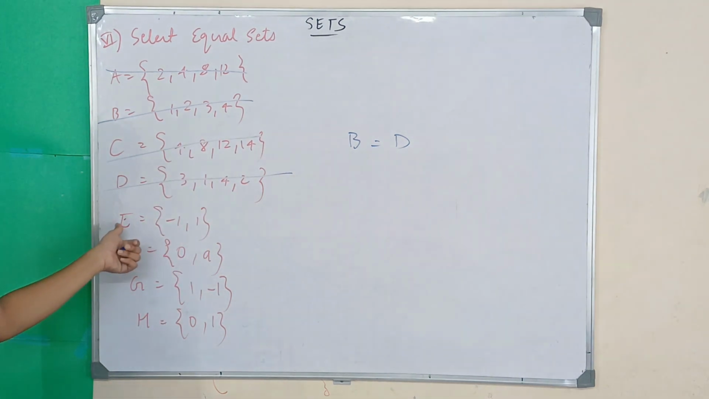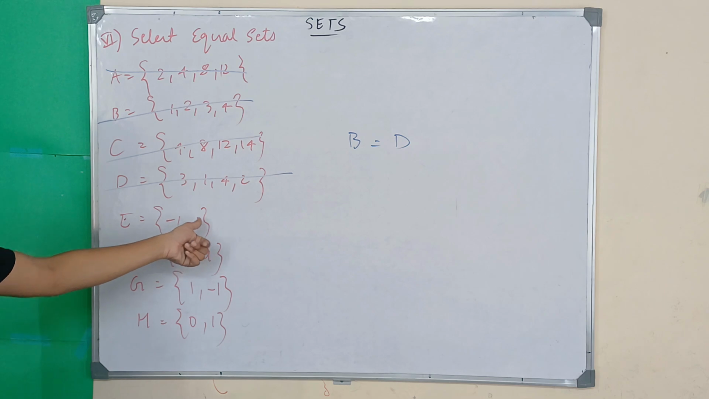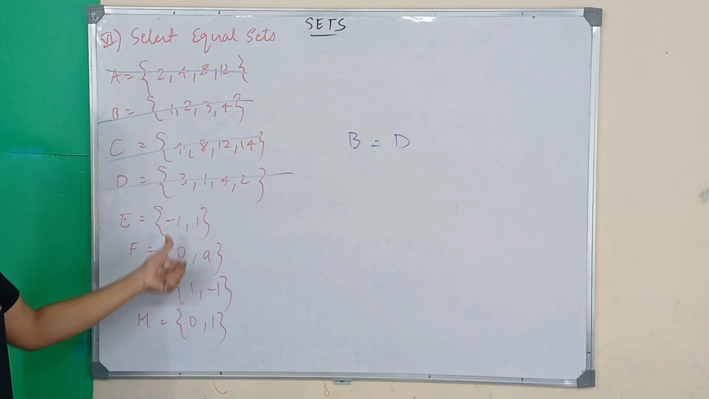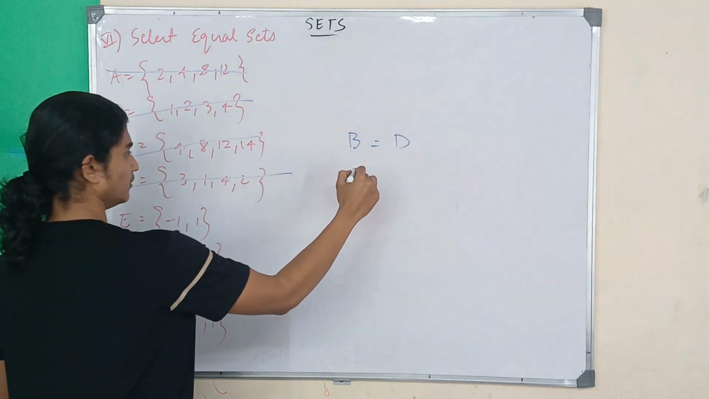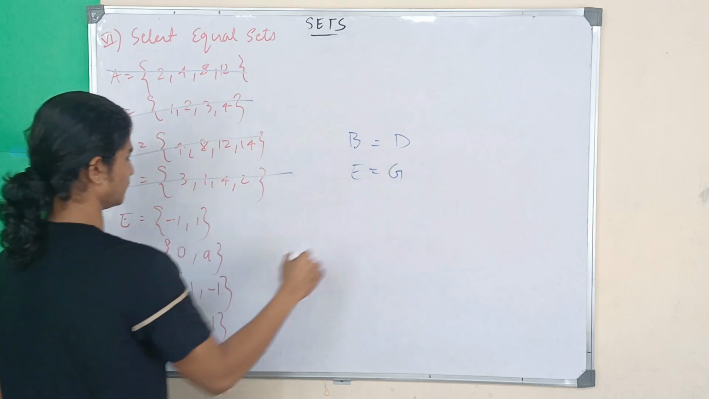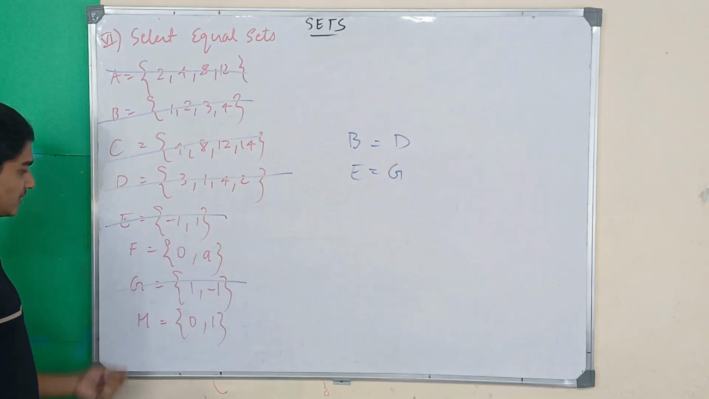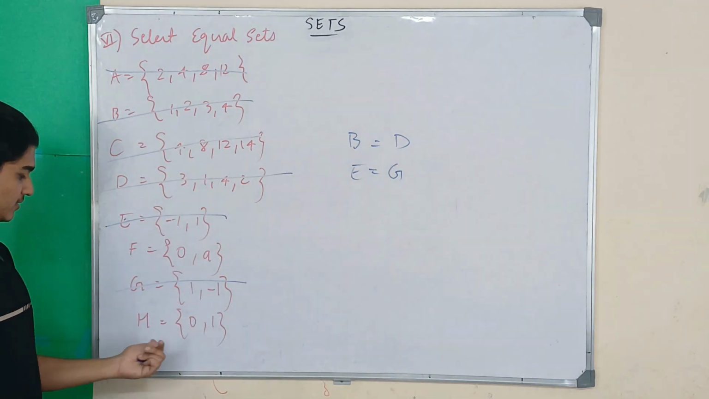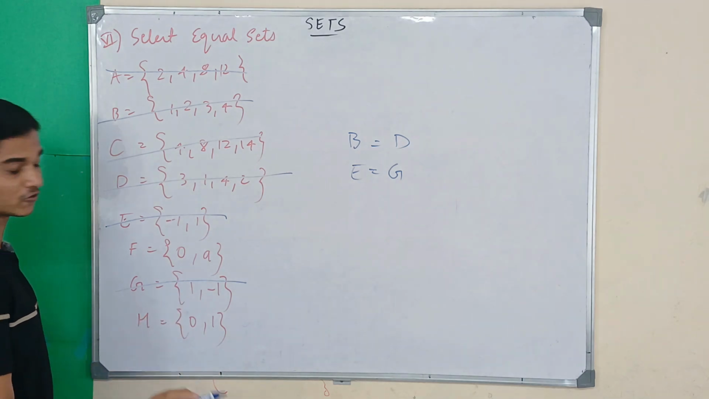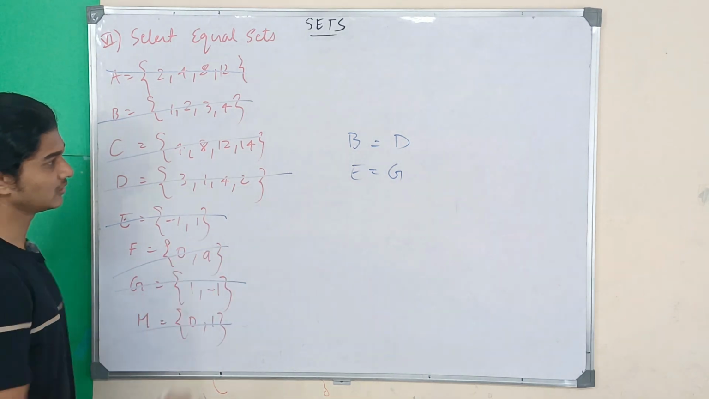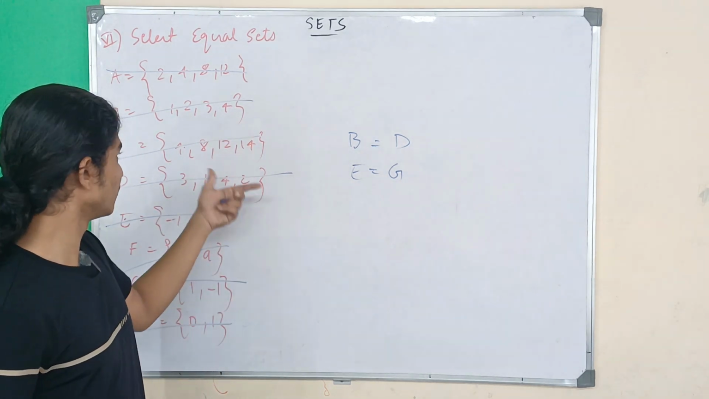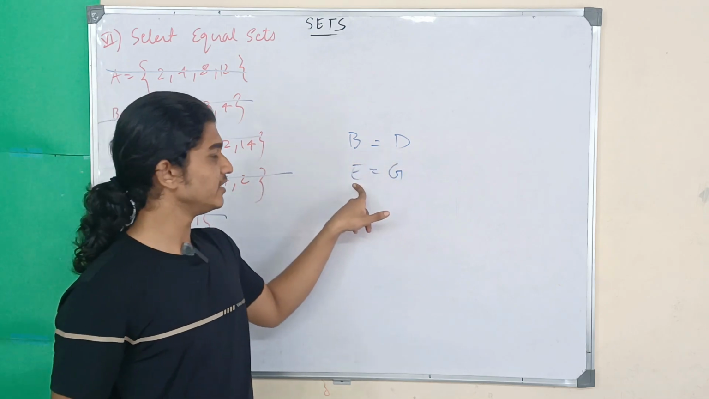The next one is E equal to minus 1 and 1. Is anything matching? Yes, these two are matching. So E equal to G. I'll remove these two now. The next one is F equal to 0 comma A and H equal to 0 comma 1. No, they're not matching, so I can remove these. So the only two equal sets in this problem are B equal to D and E equal to G.